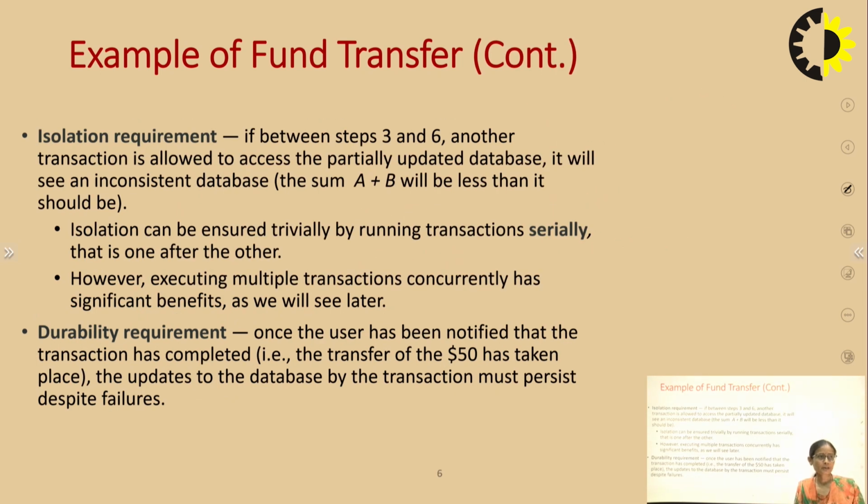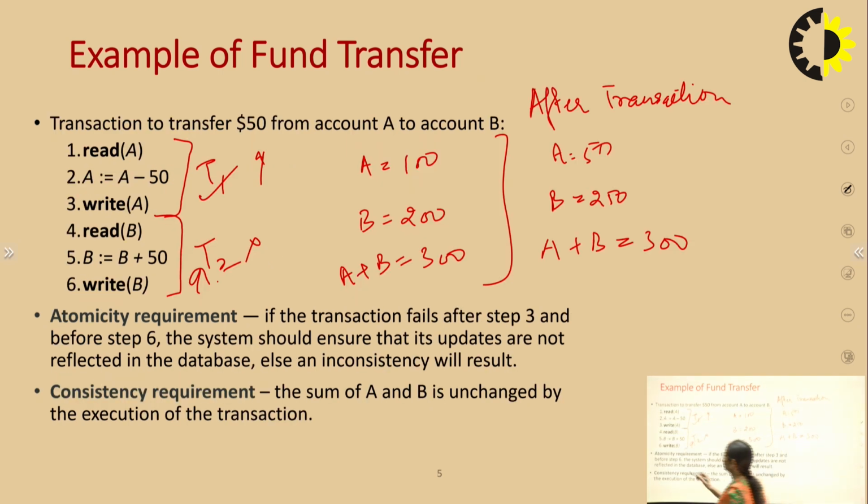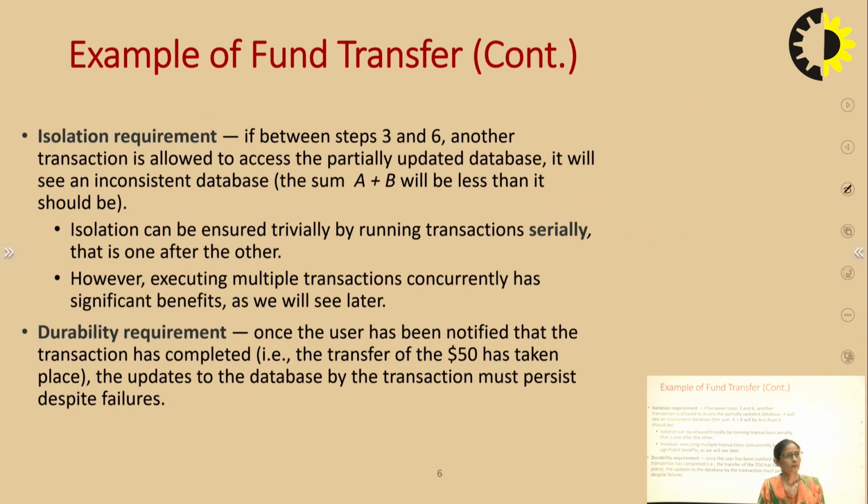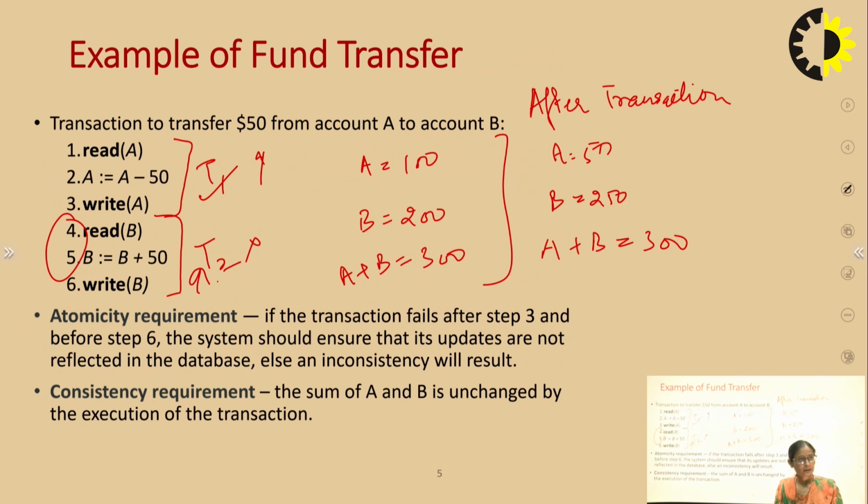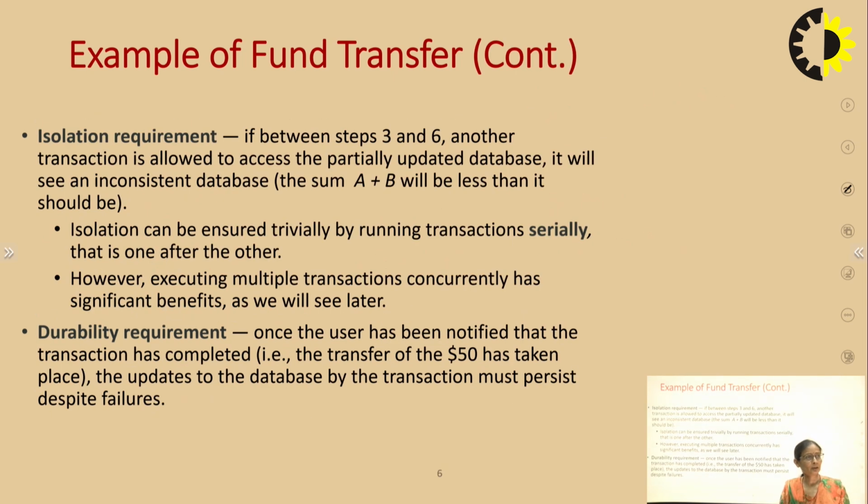What does isolation say? If between steps 3 and 6, that is here, another transaction is allowed to access the partially updated database, it will see an inconsistent database. The sum A plus B will be less than it should be, isn't it? You have updated this, but the update is still being done, and if you allow some other transaction to read the value of B, then the state would be inconsistent.